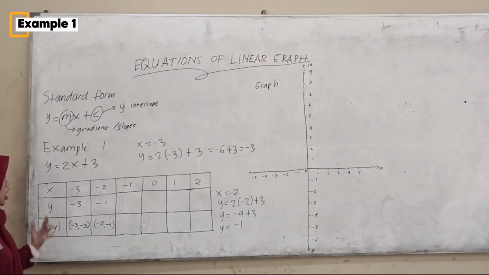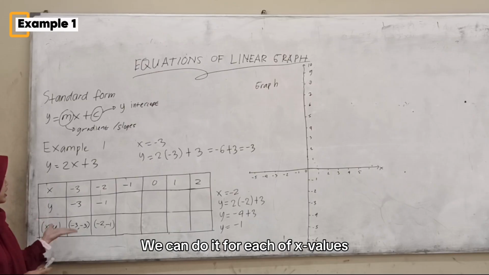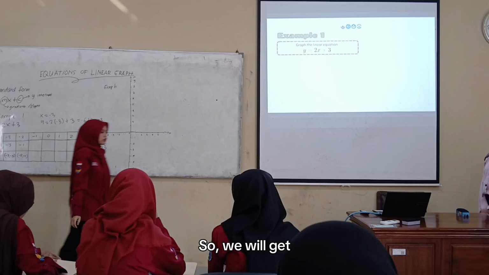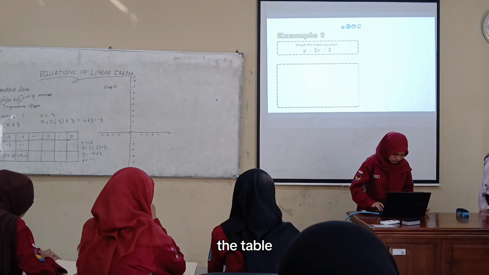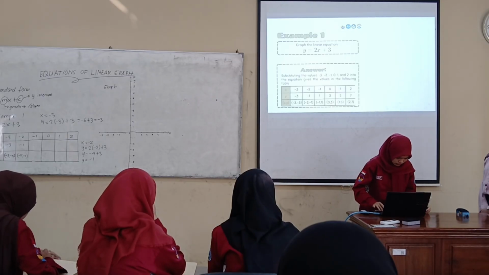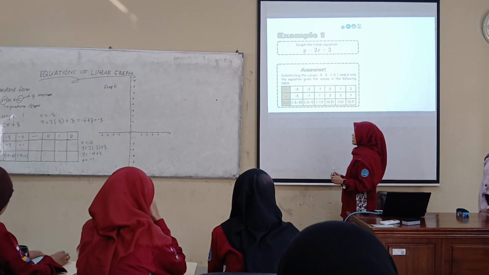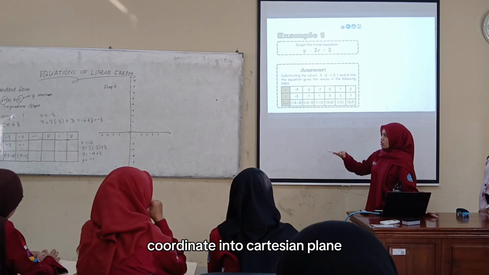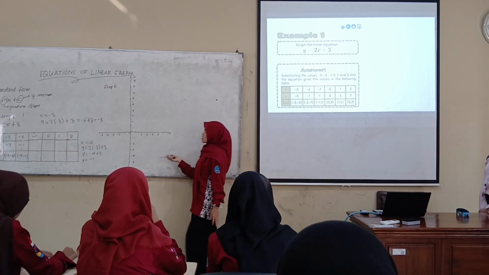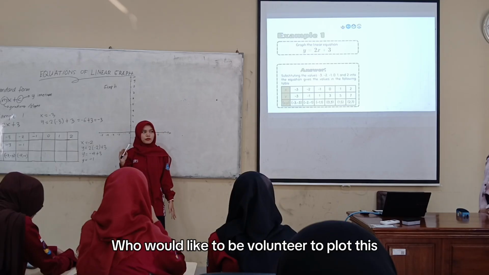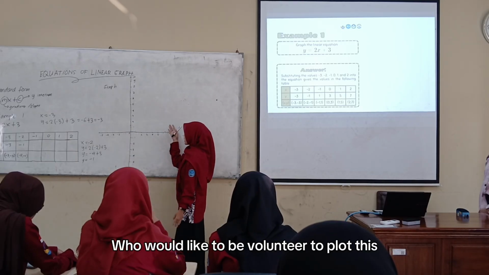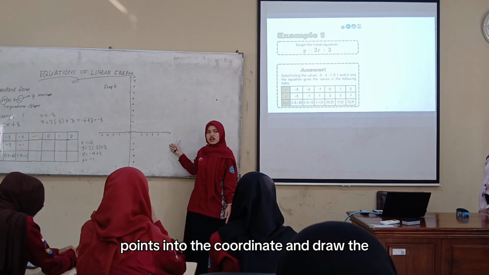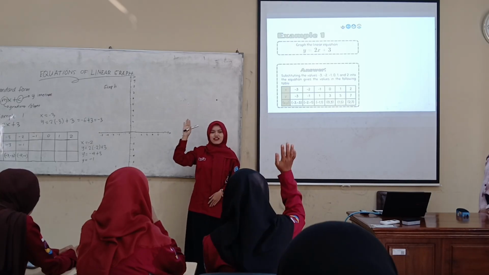Okay, we can do it for each of the x values. So we will get the table. There is the table. So next we have to put these coordinates into the Cartesian plane. So would someone like to volunteer to plot these points on the coordinate plane and draw the graph on the board? Okay, Nisa, please.